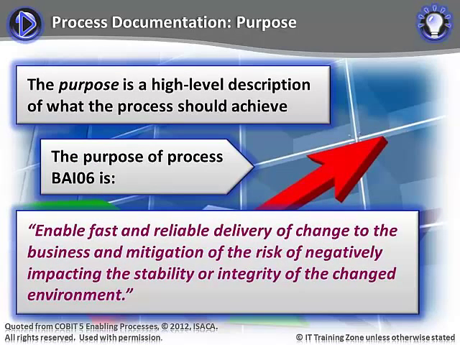After the process description comes a statement of the purpose of the process. This is a high-level description of what the process should achieve. The purpose of Process BAI 06 is to enable fast and reliable delivery of change to the business and mitigation of the risk of negatively impacting the stability or integrity of the changed environment.